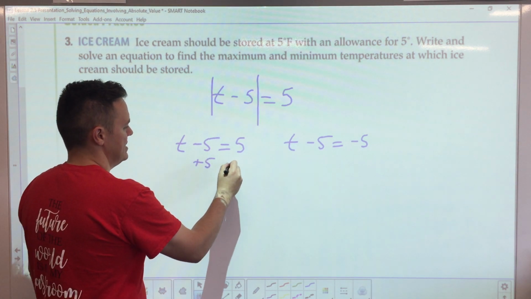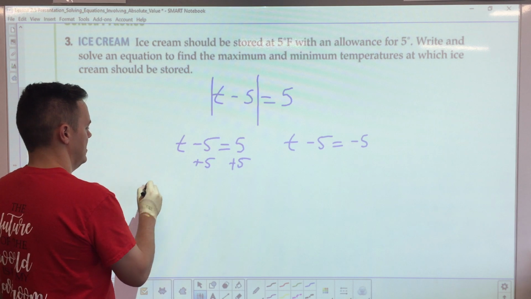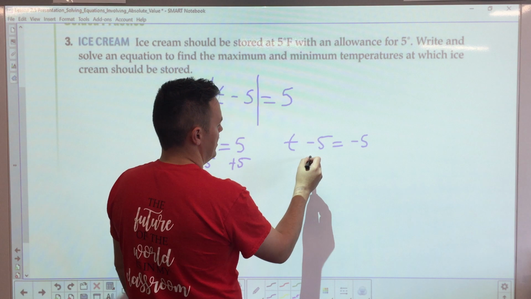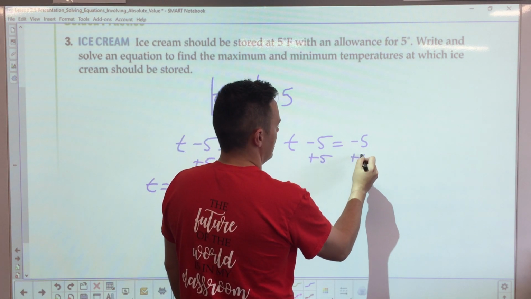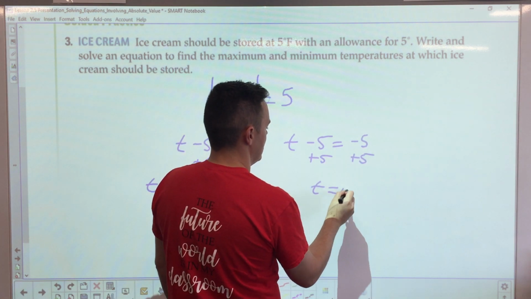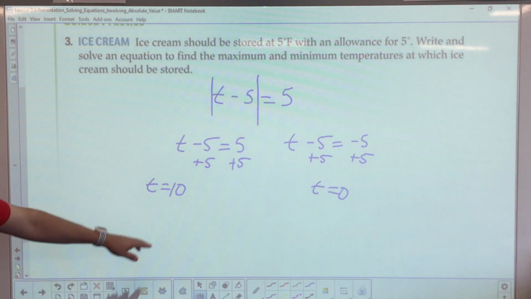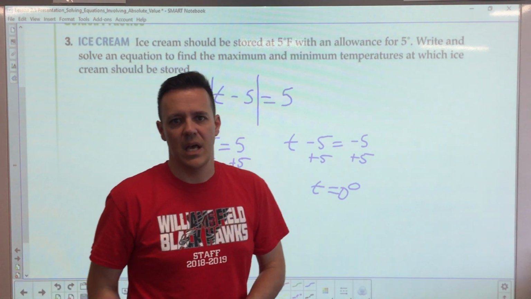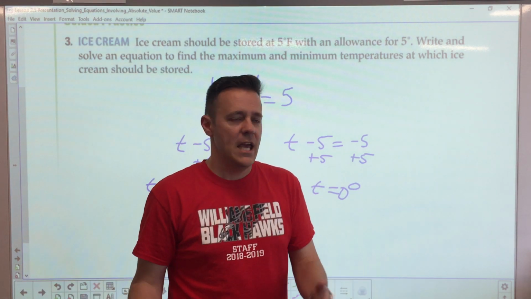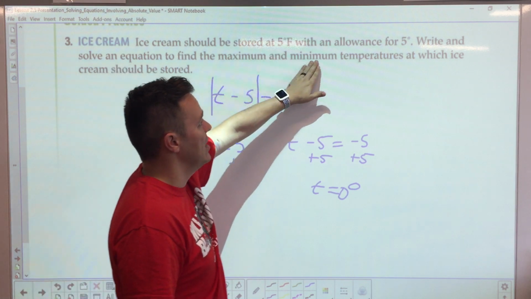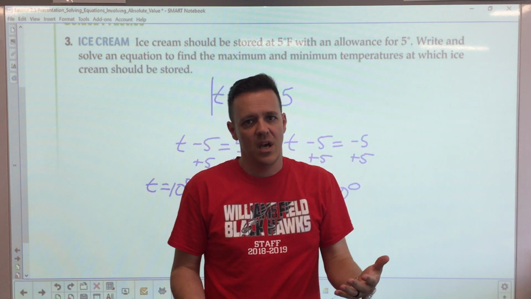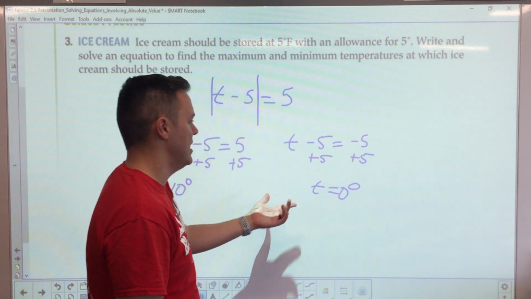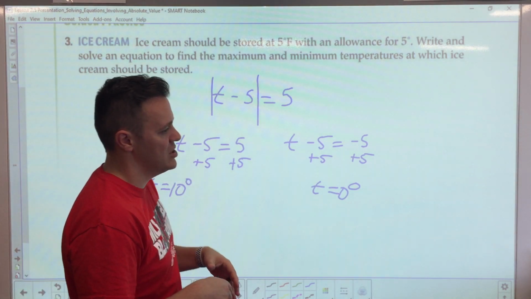Add 5 to both sides. What are you going to get? T equals 10. And then if you add 5 to both sides here, what do you get? T equals 0. So what are the two temperatures? 10 degrees and 0 degrees. And of course, in a simple case, just think about it. If you're at 5 degrees and your tolerance, minimum maximum, is 5 degrees, of course it's going to be 5 minus 5, 0, and 5 plus 5, 10. But what we're trying to do is make you guys understand this is simple stuff.